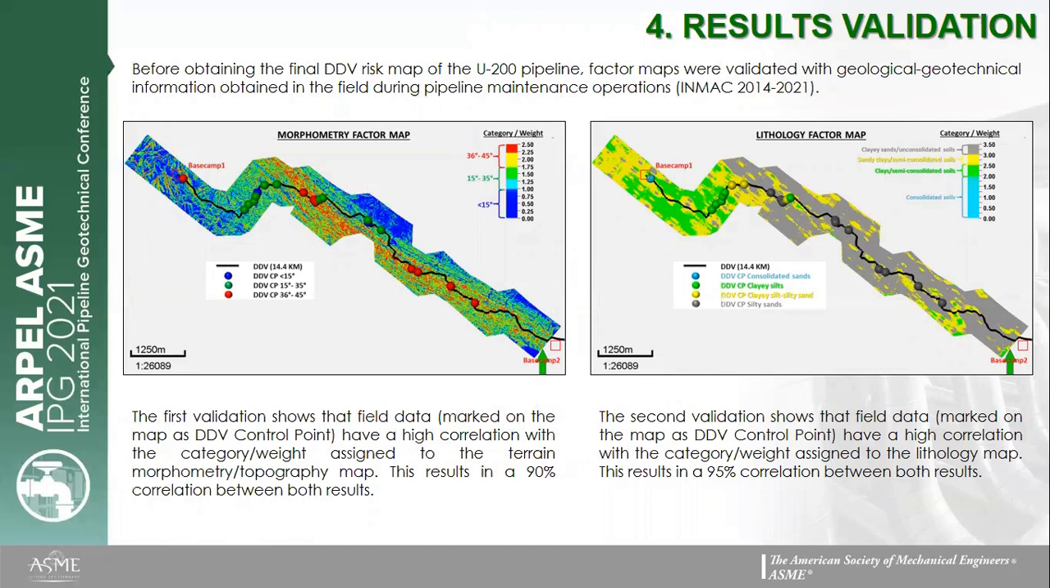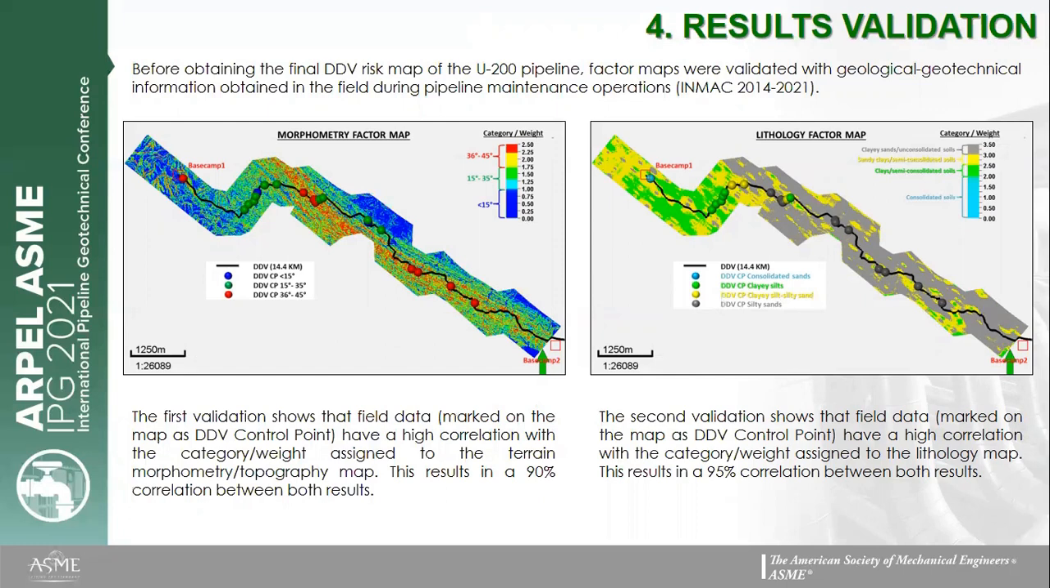Then, after finishing the creation of the several predictive maps, we are going to pass into the results validation. Before obtaining the final right-of-way risk map of the U200 pipeline, factor maps were validated with geological and geotechnical information obtained in the field during pipeline maintenance operations, done between the years 2014 to 2021.